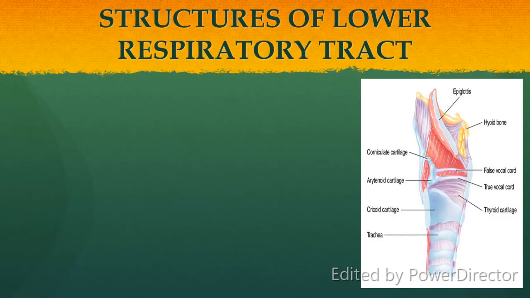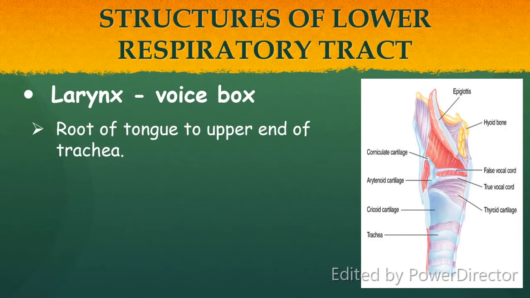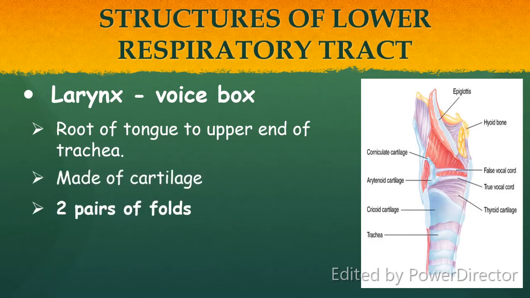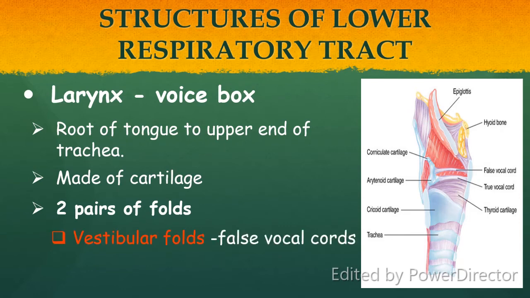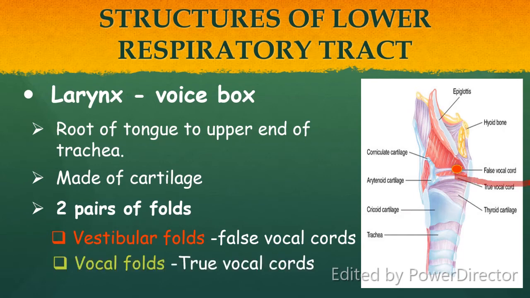The structures of the lower respiratory tract. The first part is the larynx, which is the voice box. It is located from the root of the tongue to the upper end of the trachea. It is made of cartilage and composed of two pairs of folds. The first folds are the vestibular folds, or false vocal cords. So here it is, the false vocal cords. And the next one is the vocal folds, or true vocal cords. So here are our true vocal cords. So that is the larynx.